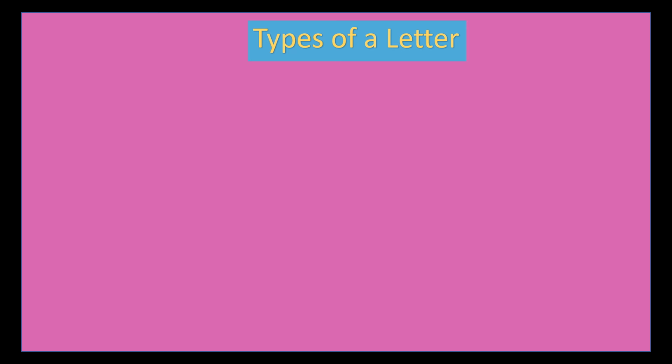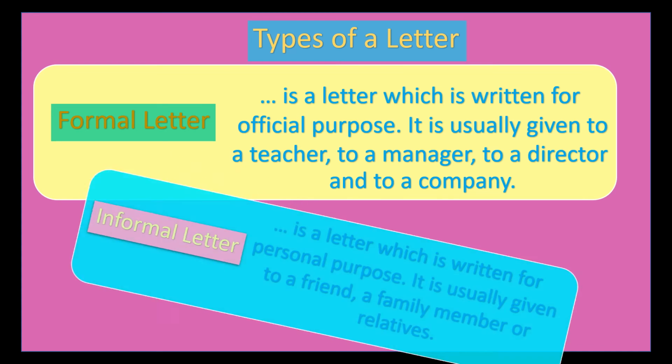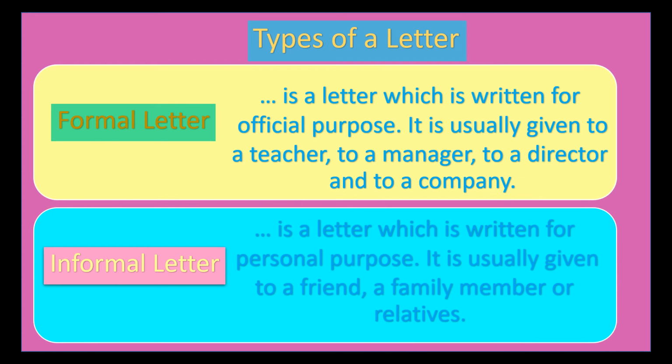These are types of letter. First is formal letter. Formal letter is a letter which is written for official purpose. It is usually given to a teacher, to a manager, to a director, and to a company. Next is informal letter. Informal letter is a letter which is written for a personal purpose. It is usually given to a friend, a family member, or relatives.